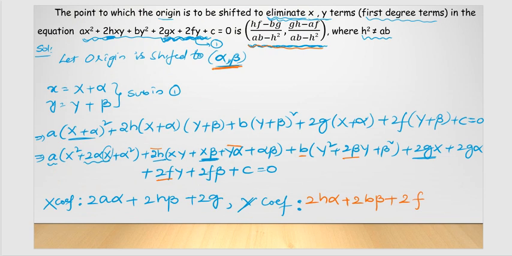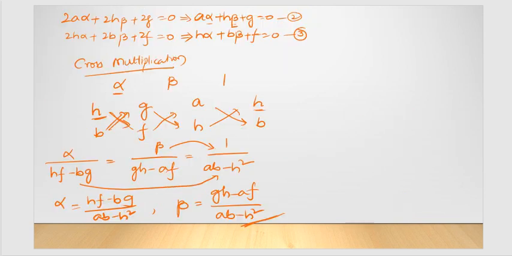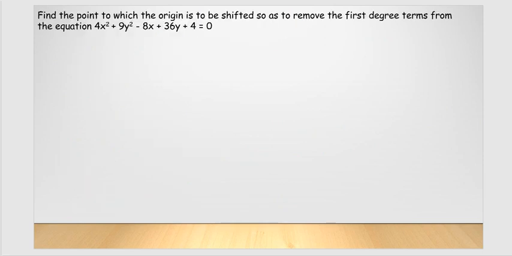So this is nothing but the point that you should remember to solve the problems in a simple way, right? Now let us see one problem related to this. Since we have found the formula, we are going to do one problem on this. Find the point to which the origin should be shifted so as to remove the first degree terms from the equation 4x² + 9y² − 8x + 36y + 4 = 0, right?